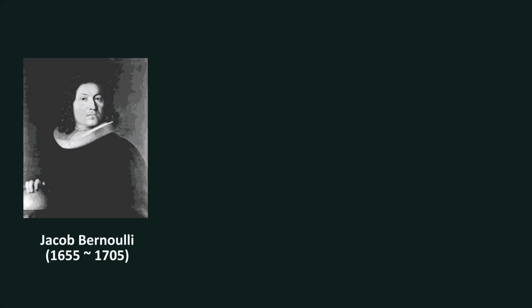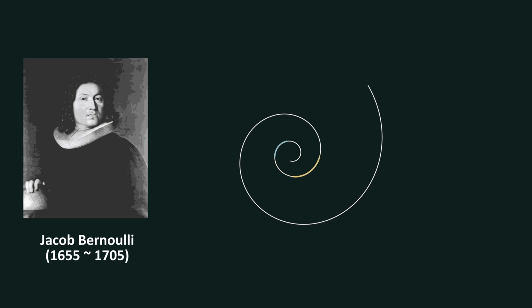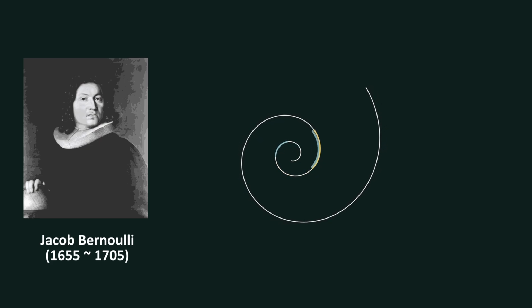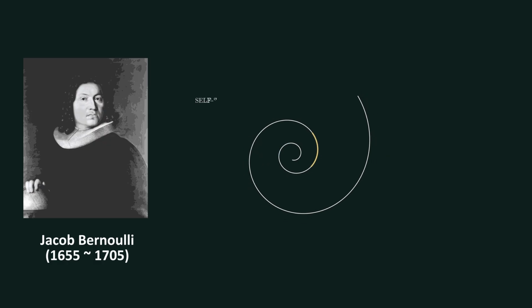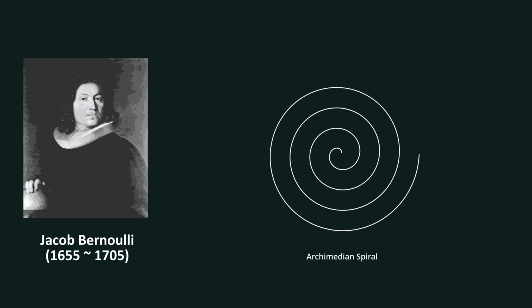The mathematician Jacob Bernoulli was deeply fascinated by this self-similar curve. He called it Spira Mirabilis, the marvelous spiral. He even asked for a logarithmic spiral to be engraved on his tombstone. But contrary to his wish, the sculptor carved the wrong kind of spiral. Even Bernoulli's final spiral failed to resemble itself.